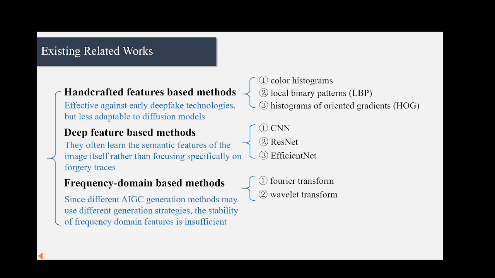models. Frequency domain-based methods use frequency domain analysis techniques, such as Fourier transforms and wavelet transforms, to extract features from high frequencies or specific frequency bands to detect forgery signatures. However, since different AIGC generation methods may employ different generation strategies, the stability of frequency domain features is insufficient, limiting the generalization ability of these methods.